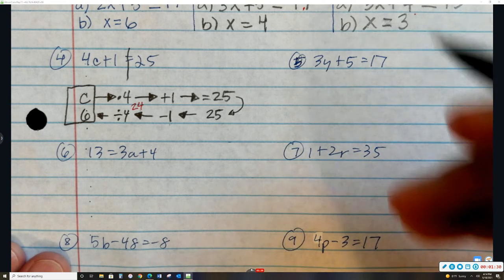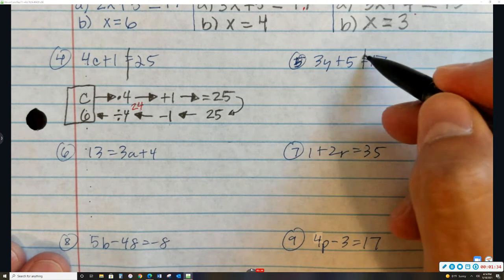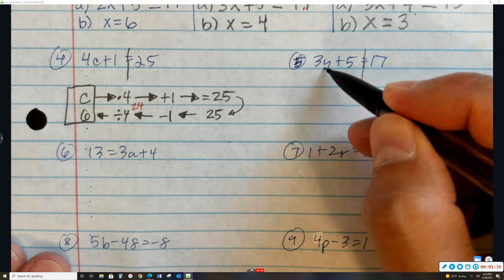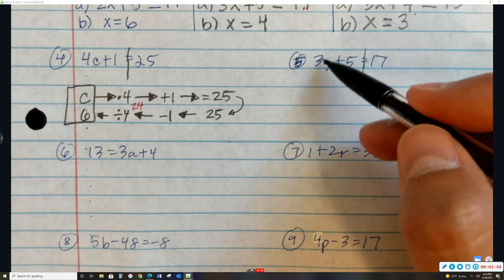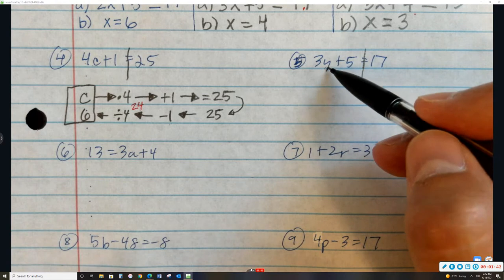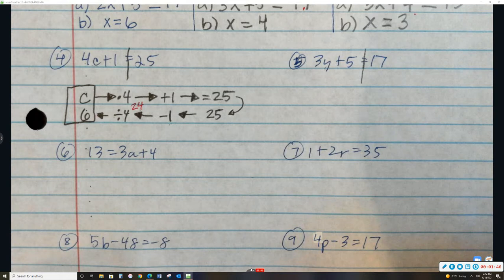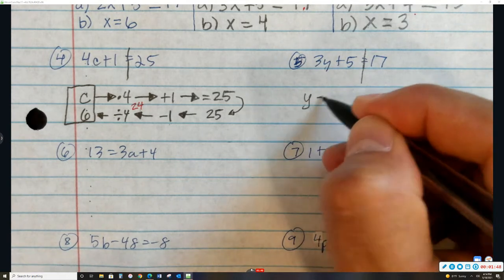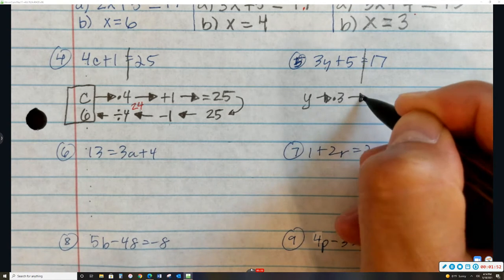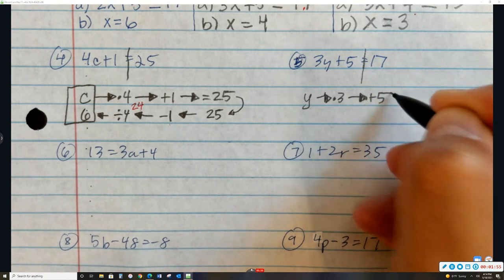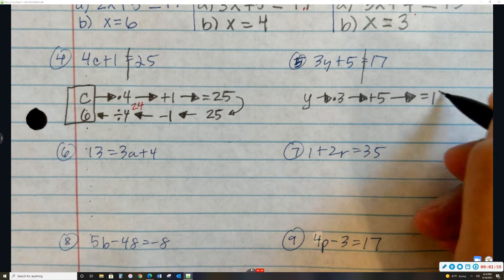So if you look at number 5, I put the line here just to separate where the variable is and then the two sides, because wherever the variable is, that's what you want to look at first. So we have y, we're multiplying y by 3, and we're adding 5, and then all of that equals 17.